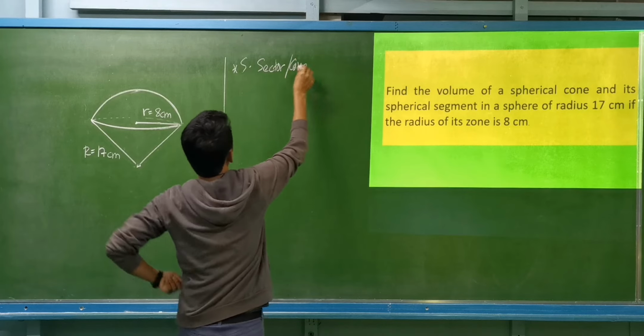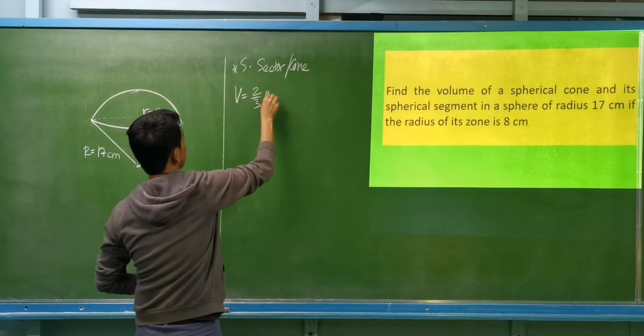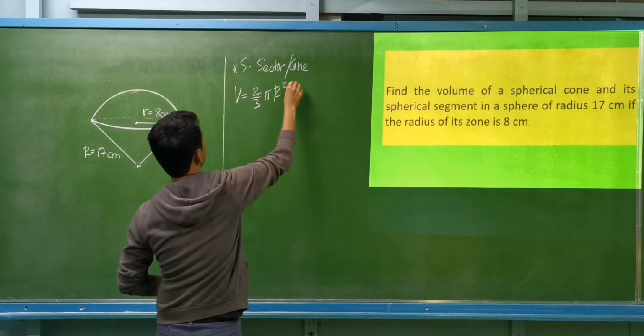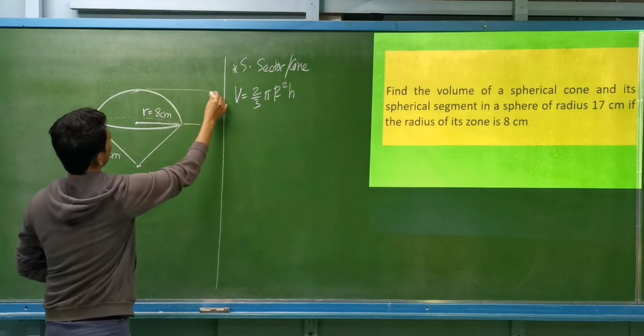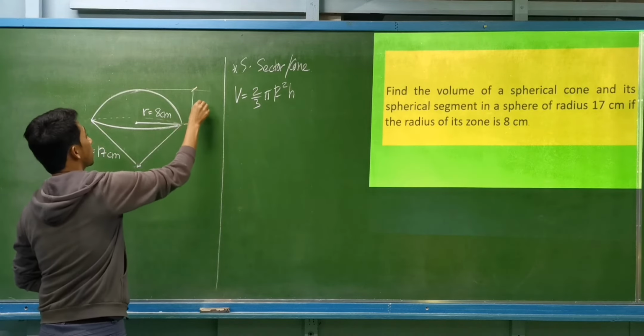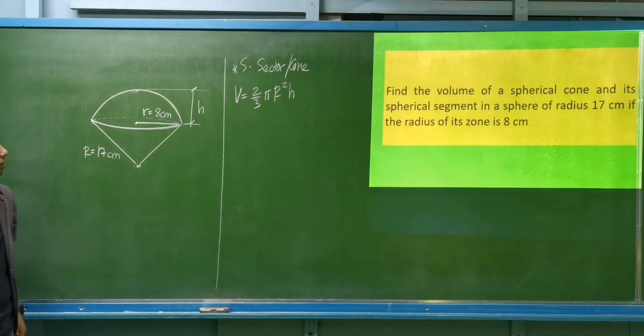As you can see, if we are to compute the volume of the spherical sector, or the spherical cone, we can have the volume equal to 2/3 of pi, the radius of the sphere squared, times the height of the zone. As you can see, we don't have yet the height of the zone, h. How do we compute for that value?